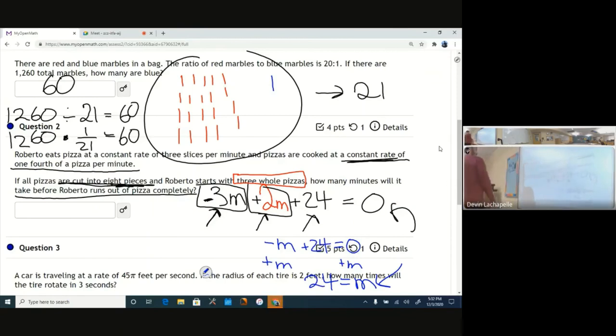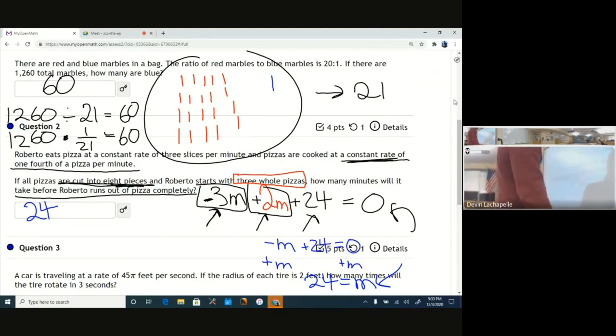So this means after 24 minutes, Robert's going to have eaten all of his pizza. There's going to be no more left. And he's going to be pretty full, I would say. That's a lot of pizza.